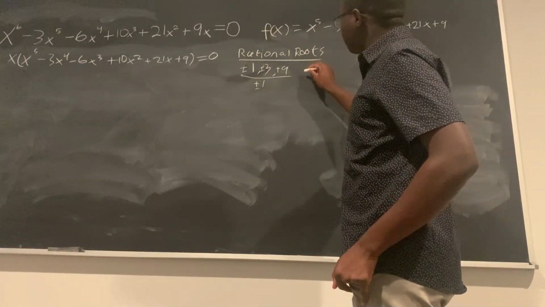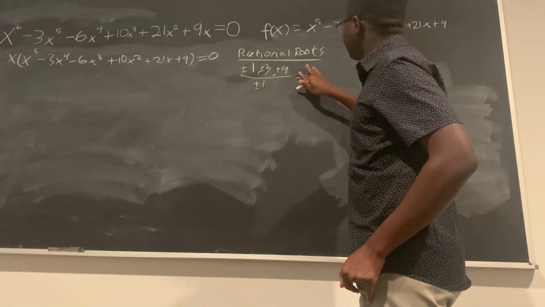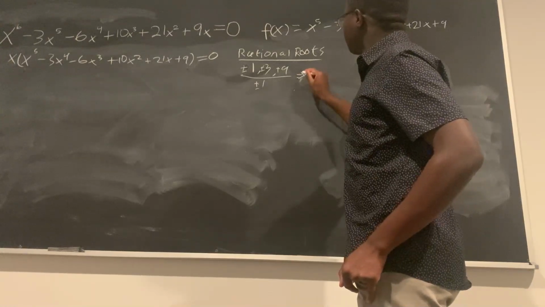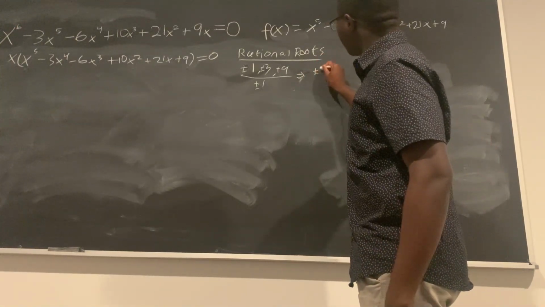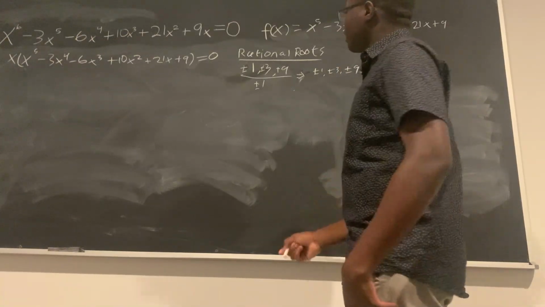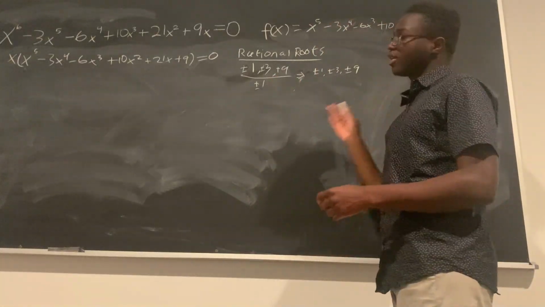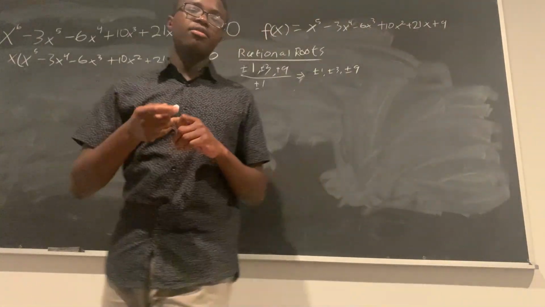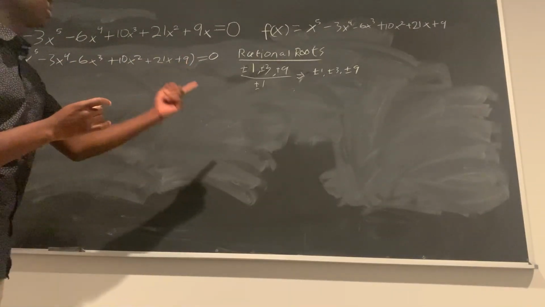That implies that our possible zeros could be plus or minus 1, plus or minus 3, plus or minus 9. If this were to have fractionals, if this was a 1 and a 2, we'd have 1/2, 3/2, 9/2. But right now we only have 1 as our leading coefficient, so that is all the values we should test.